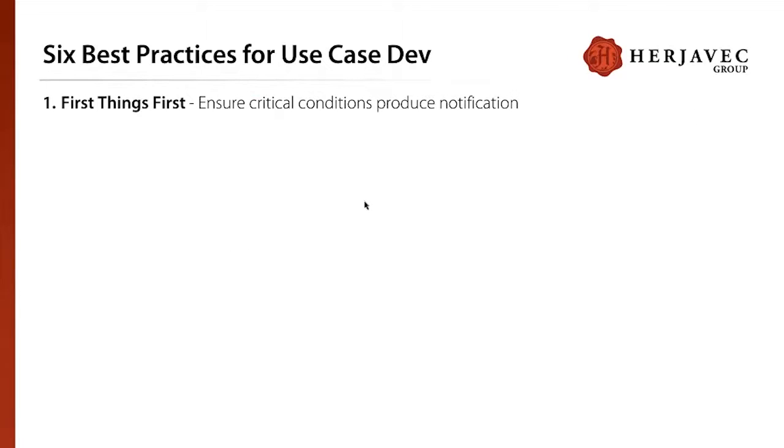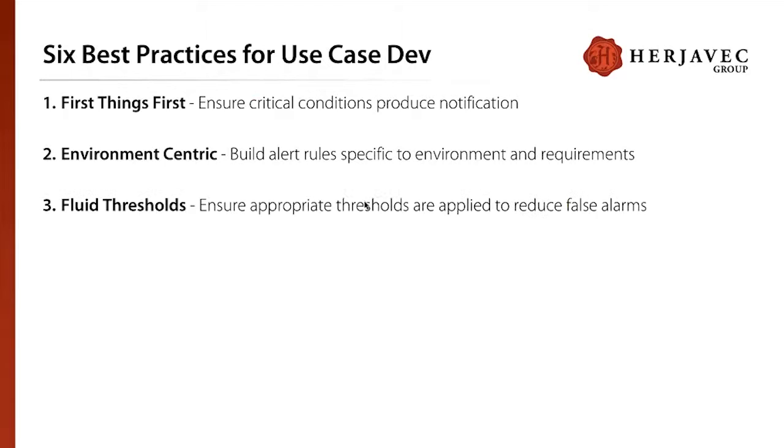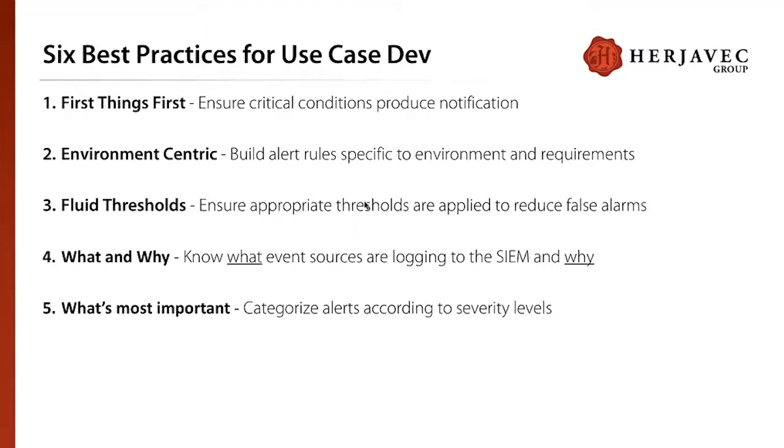All right, so just summarizing, we talked about putting your critical devices first, first things first, and then be environment-centric. So you don't want to treat your dev and test like you do your prod. You could spread the love of controls across different environments when you do use case development. Number 3, fluid thresholds is really important. This is the example of the failed logons by 50 accounts versus 500 accounts versus 5,000 accounts. That needs to be done on a basis where it's a variable that you could quickly change.